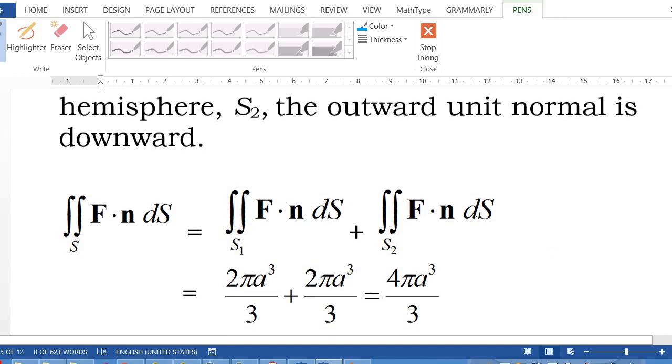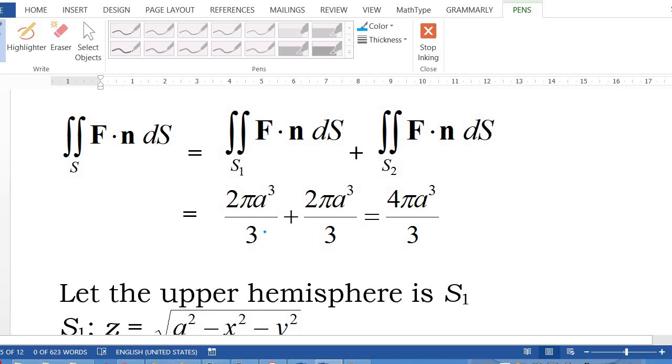If you evaluate each of them, you get the answer 2 pi a cubed over 3. 2 pi a cubed over 3, add up, we have 4 pi a cubed over 3. Later on, we are going to look through how we get the flux integral on surfaces S1 and S2, which are the upper hemisphere and lower hemisphere.